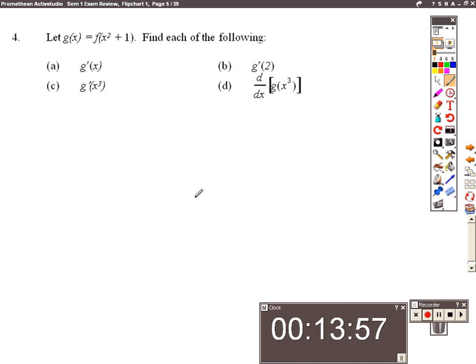Problem number 4, we have a symbolic derivative. G of x is defined to be a function of f of x squared plus 1, and in letter A they asked us to find the derivative of g. Notice that g is defined as f of something, so there's an outside function and an inside function. So when we do letter A, we're going to apply the chain rule: the derivative of the outside, which is f prime, leave the inside alone. Then the chain rule says multiply by the derivative of the inside, which in this case would just be 2x.